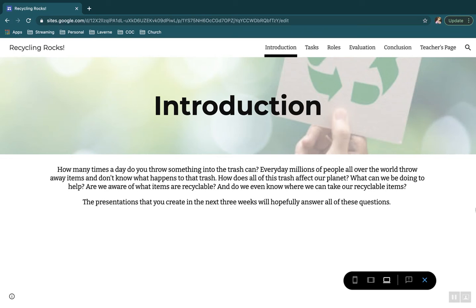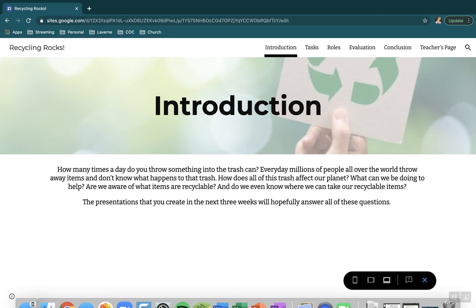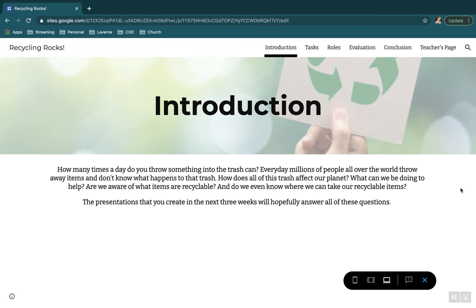Everybody. Today I'm going to be going over my WebQuest about recycling, and my WebQuest is titled Recycling Rocks. So when the students open up the WebQuest, they're going to be led straight to the introduction page.